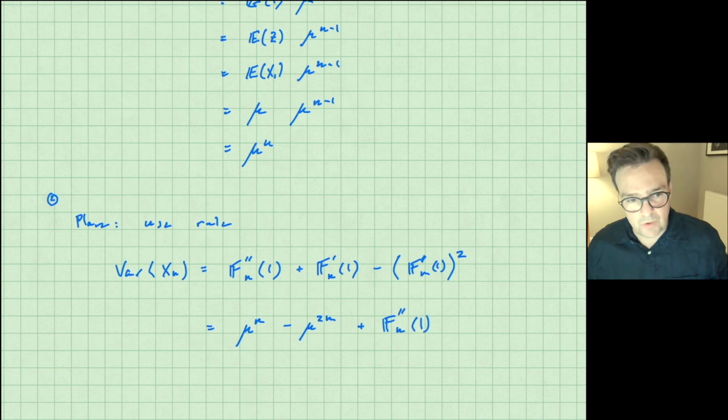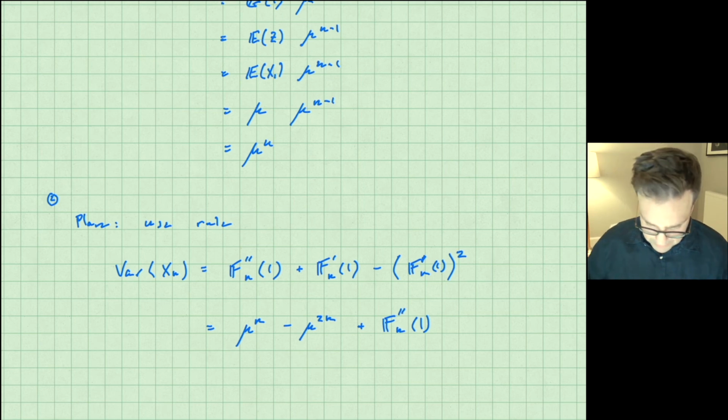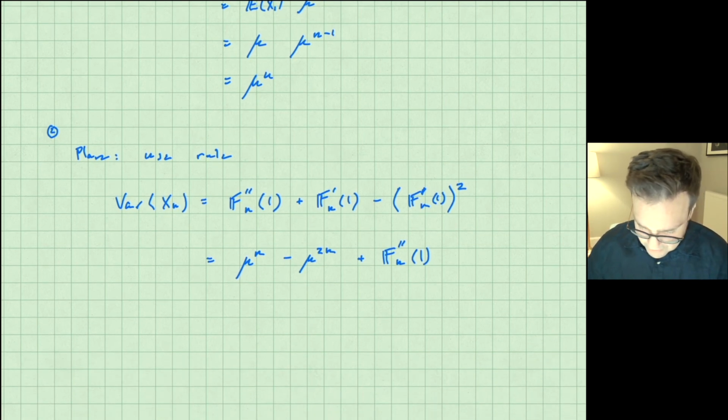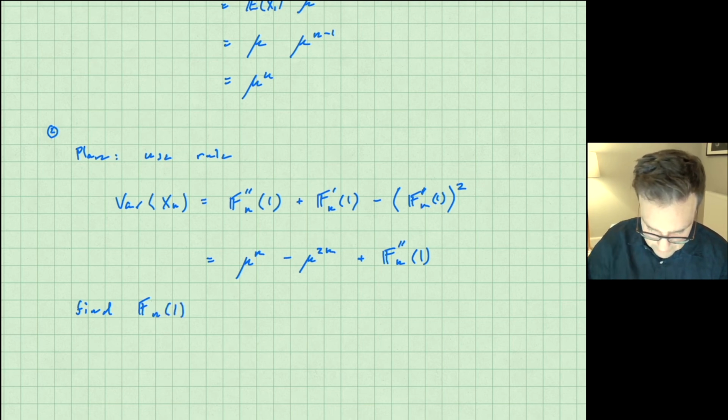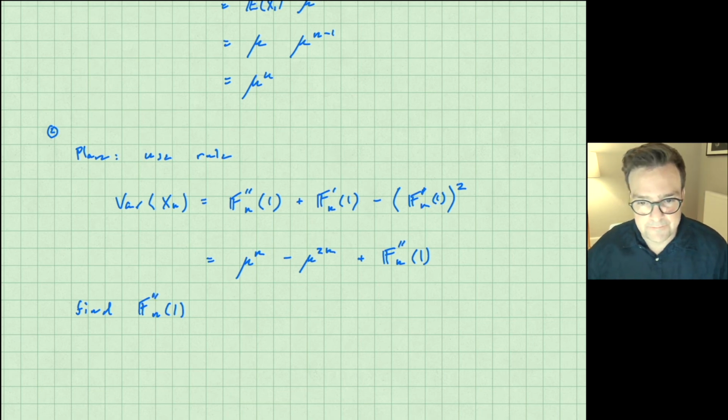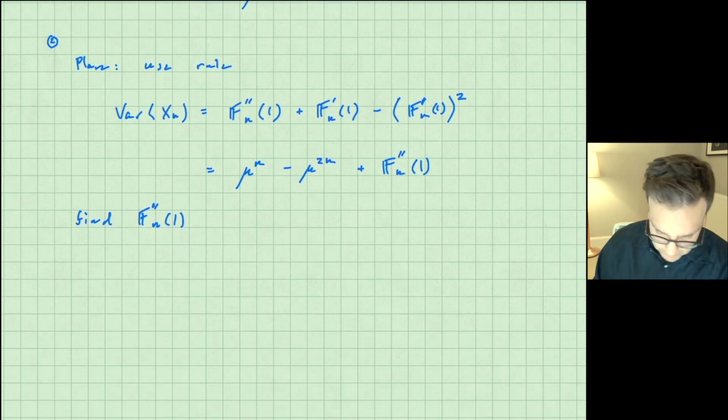And so what we want to do is find a general form of this last term and then put it in. So we want to find f double prime of n evaluated at 1 and put it in. So that's where all of our work is going to go into for this last part of the proof. All right, so that's the plan. So we're going to start from the result we already had.